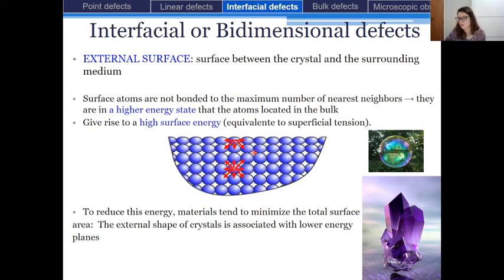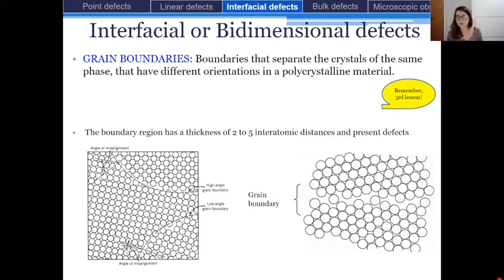per unit area. The second two-dimensional defects are grain boundaries that we've introduced. They separate crystals of the same phase that have different orientations in a polycrystalline material. As you can see on this representation, we have a quite big grain region that is oriented in one direction, and above that one, in this region, we have also the same crystal, but oriented with a different orientation.